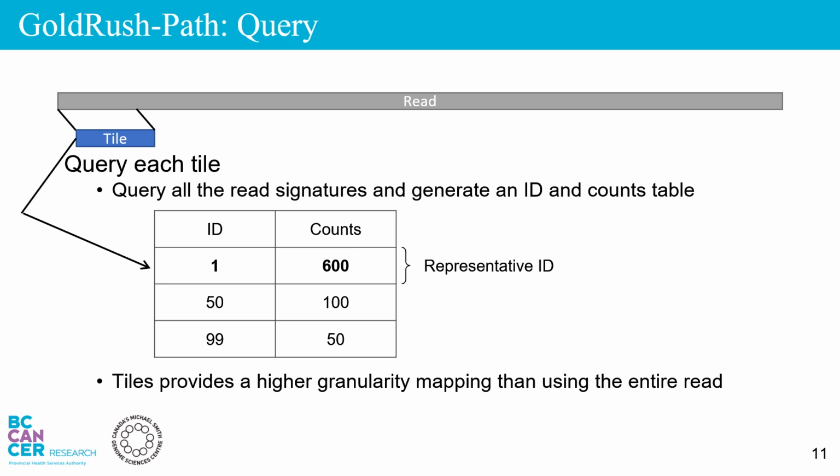To query a read, we first break the read into tiles. Then for each tile, we query all the read signatures and generate an ID and count table. The ID with the highest count will be the representative ID of that tile. By querying tiles instead of the entire read, GoldRush can associate each region of the read with its own ID, instead of associating the entire read with a single ID. By doing this, GoldRush can obtain a higher granularity mapping.